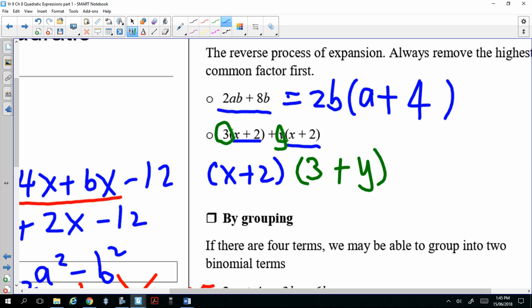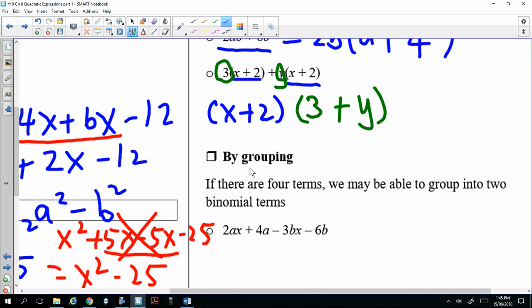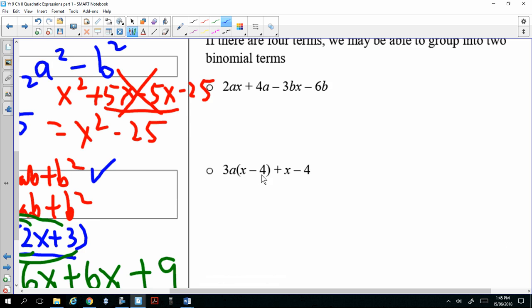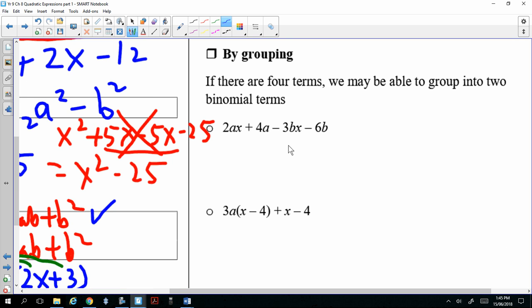Okay, let's move on to the next one. We're going to factorize by grouping in pairs. This is useful when you have 4 terms together. So let's factorize the first 2 pairs. The first 2 pairs, what's the common factor?